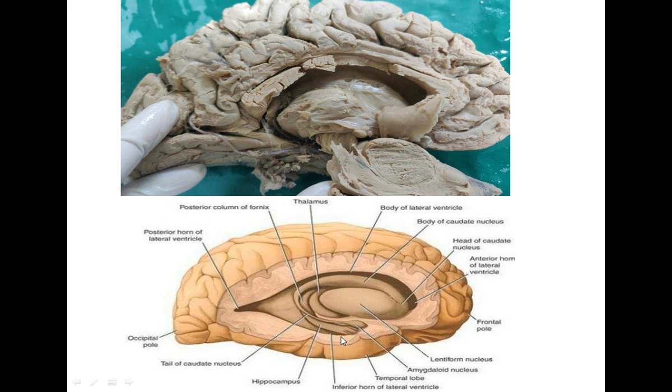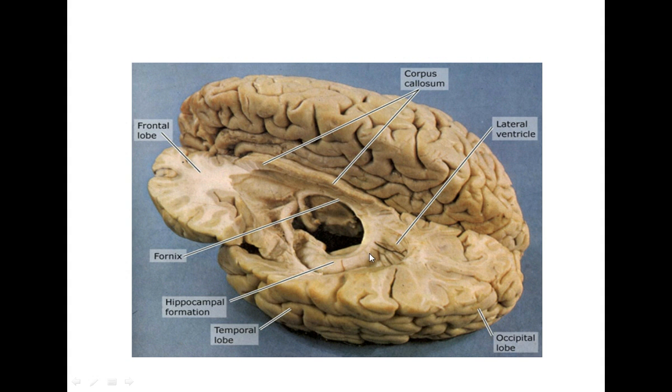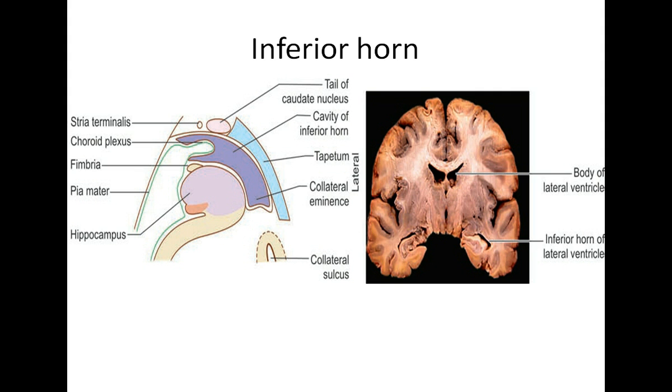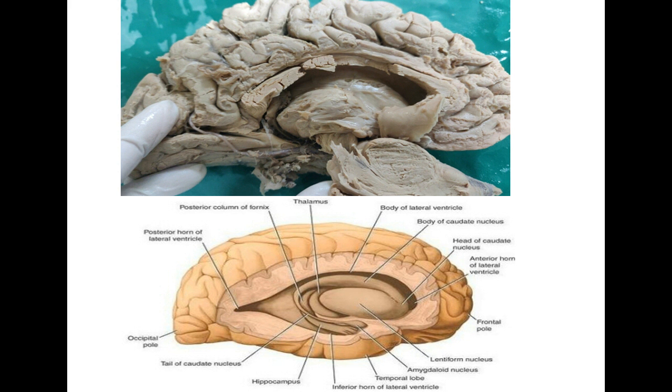The floor of the inferior horn is formed mainly by the hippocampus. In this section you can see this is the floor and it is mainly formed by the hippocampus. The fibers of the hippocampus form a thin sheet of white matter, which is the alveus. The fibers of the alveus converge medially and form a ridge. These are called the fimbria.